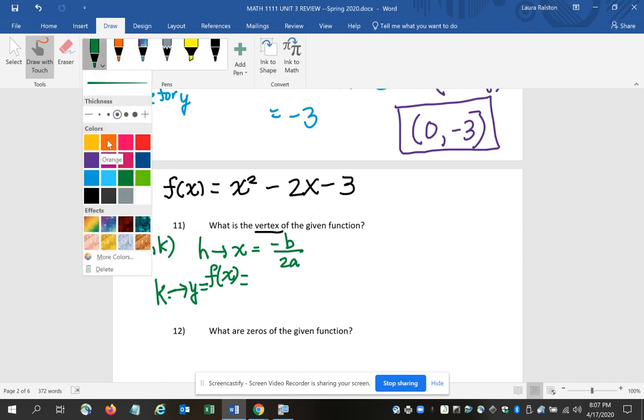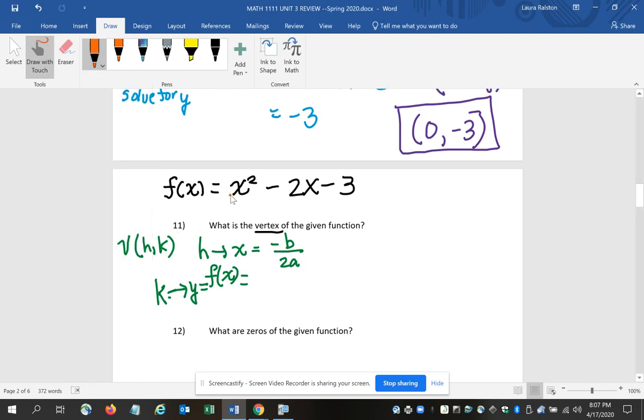Yet again, a, b, and c. A is the number in front of the squared term, b is the number in front of the x, and c is the constant. So I'm going to have the opposite of -2 over 2 times 1. So I have 2 divided by 2, which is again 1. And I'm then going to take that value of 1 and substitute it into the original problem, so that I would have 1 squared minus 2 times 1 minus 3.